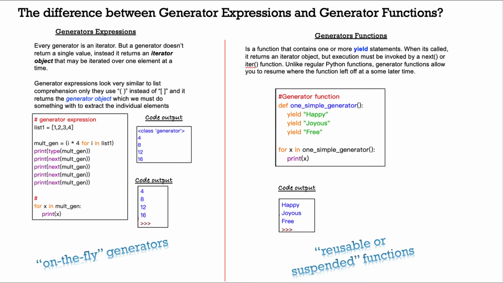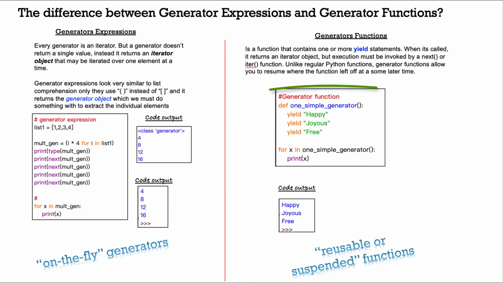This is a function that contains one or more yield statements. We can have multiple yield statements as we show here. When this is called, it returns an iterator object, but execution must be invoked by the next or iter function. Unlike regular Python functions, generator functions allow you to resume where the function left off at some later time.